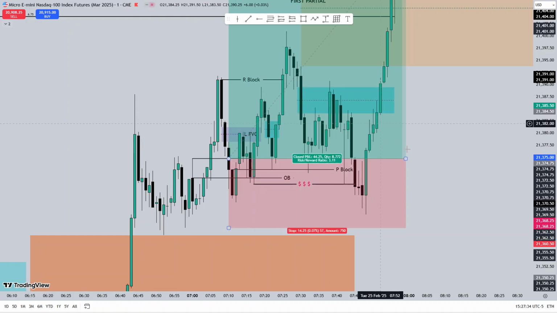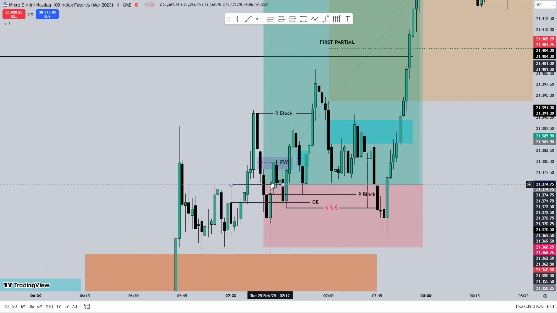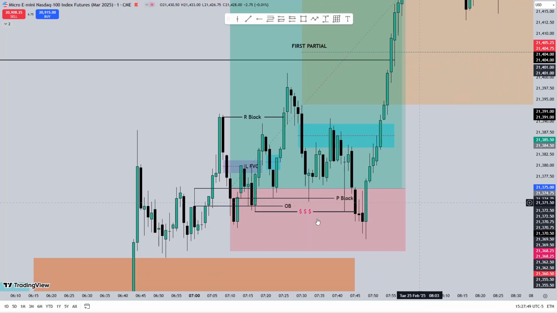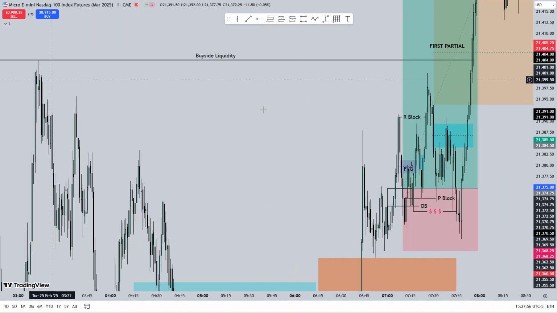This is my perfect setup. That's why I took my entry from this, and my stop loss was below this consecutive order block. By the way, this was nearly about 14 handle stop loss. Then over here I can see the market simply reacted, went higher and traded something from here.